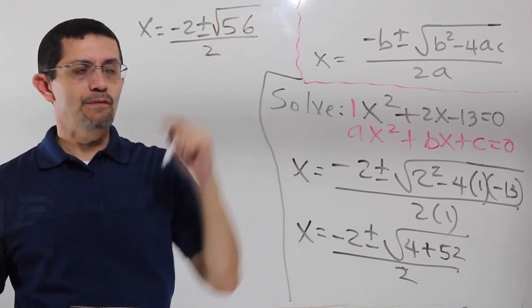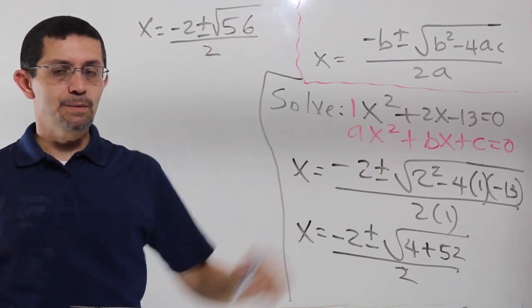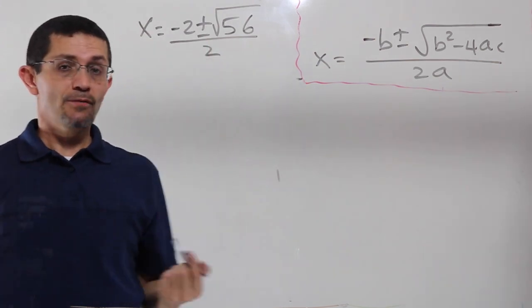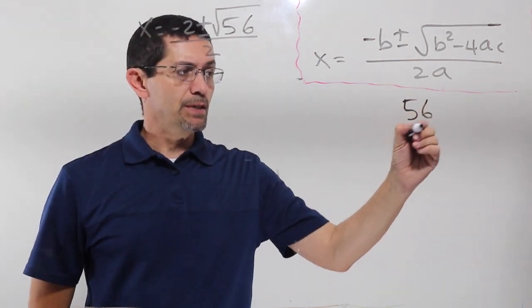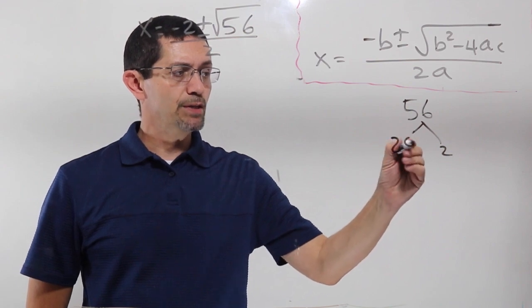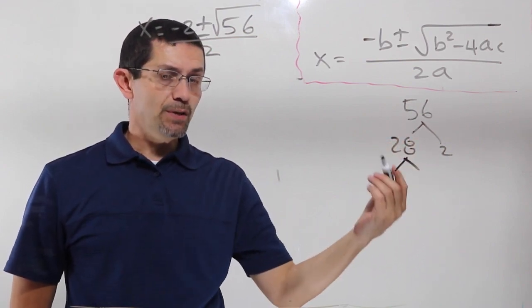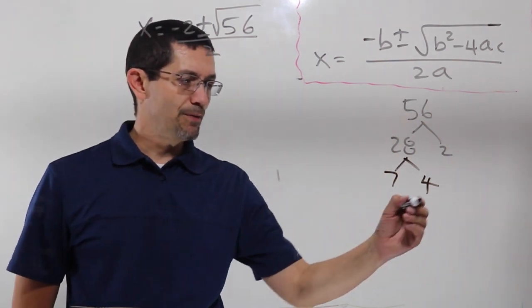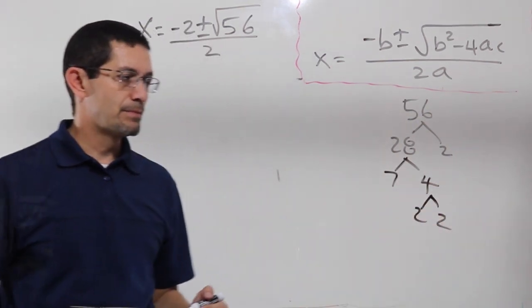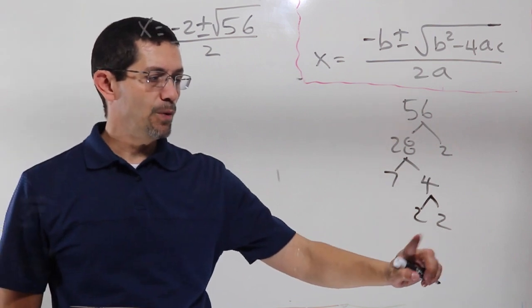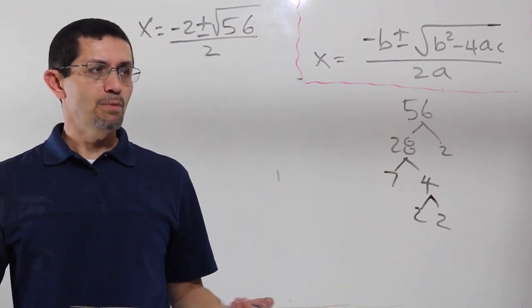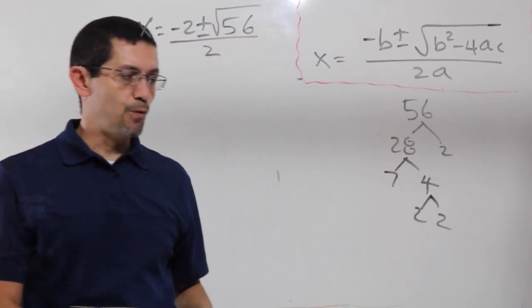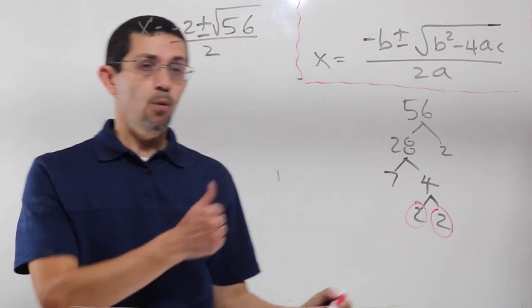Now I have to reduce the 56. Okay, let's get some space. So the idea is to take whatever we can out of the radical. So we take the 56 divided by 2, we get 28. 28, we can break it into, let's say 4 and 7. 7 times 4 is 28. I can break the 4 into 2 and 2. Now remember, this is a square root. So for every pair of 2's, 1 comes out.